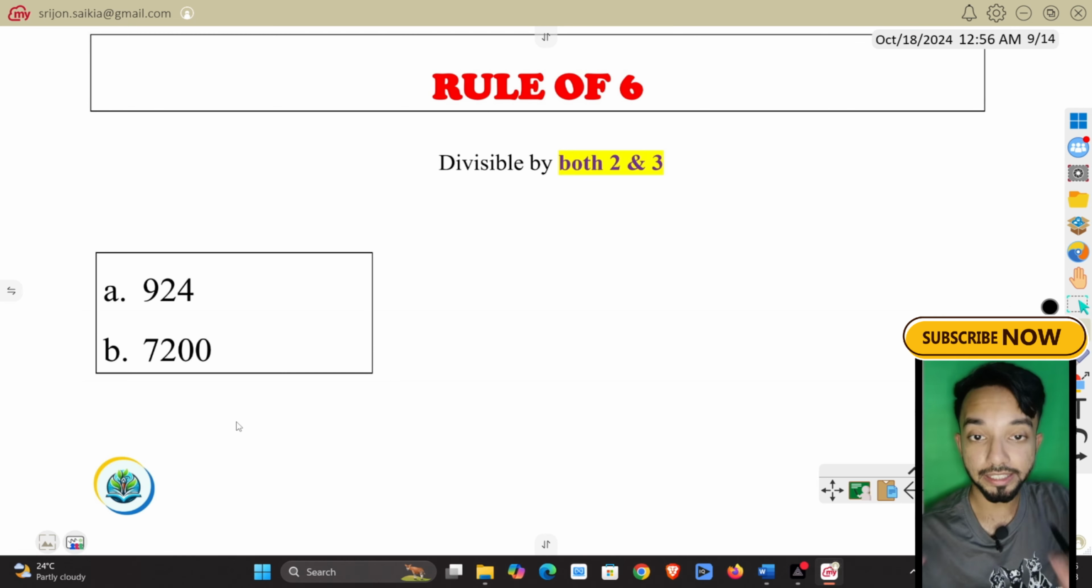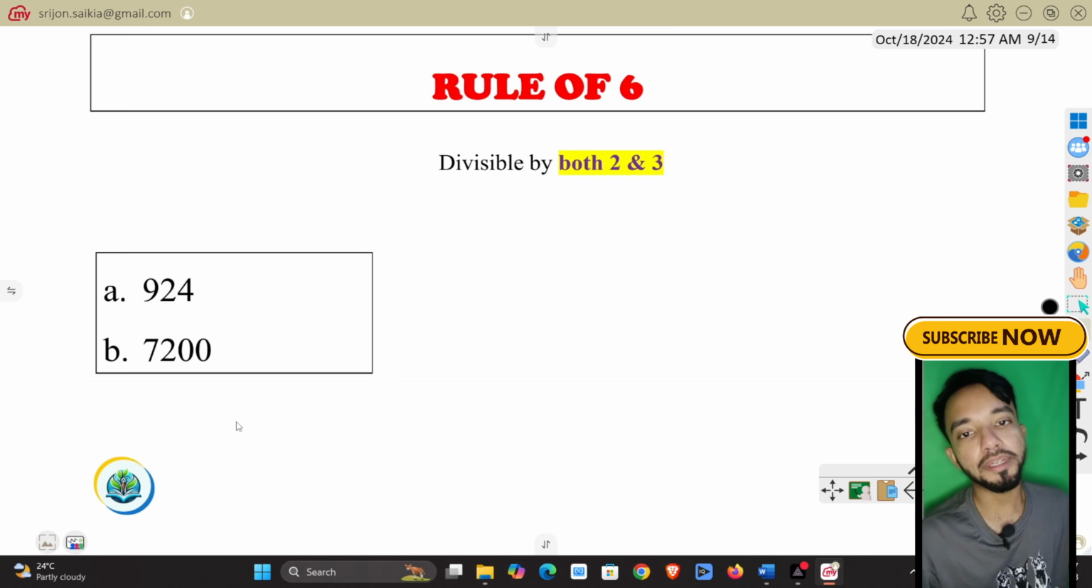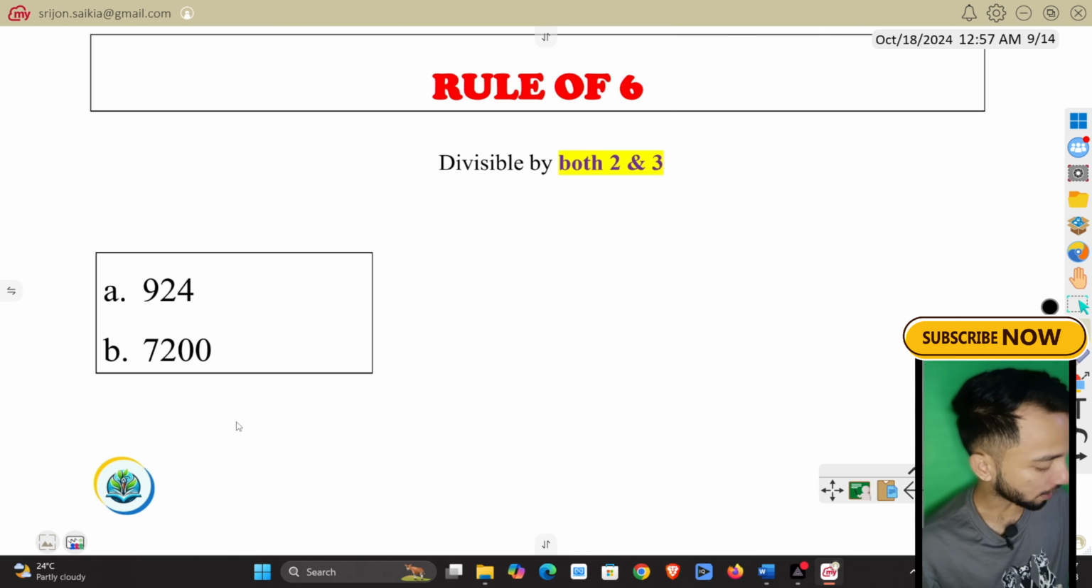Rule number 6 is very important. It's quite unique. If a number is divisible by both 2 and 3, then the number is divisible by 6. Very simple rule. If the number is divisible by both 2 and 3, then automatically it will be divisible by 6. Let us try to solve this with the help of an example.